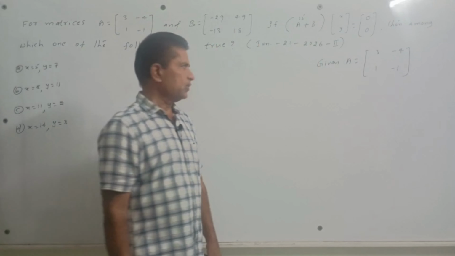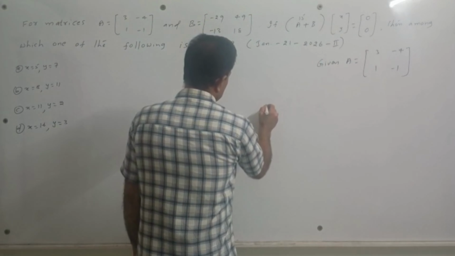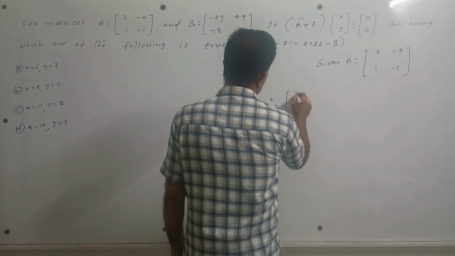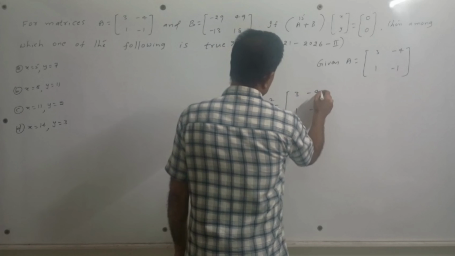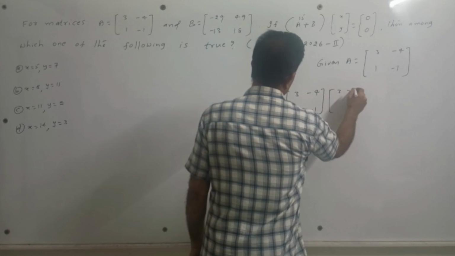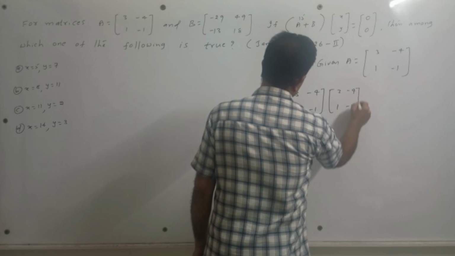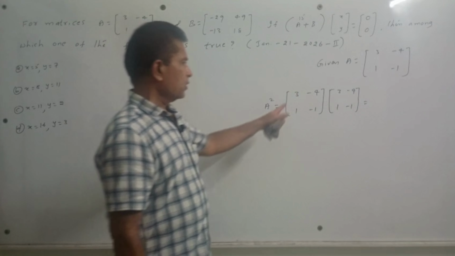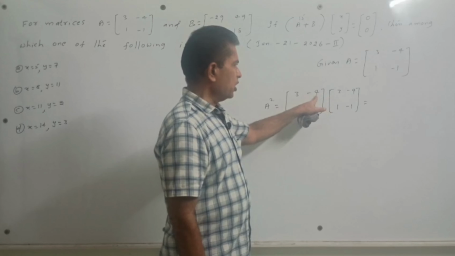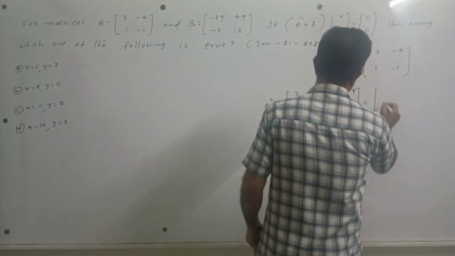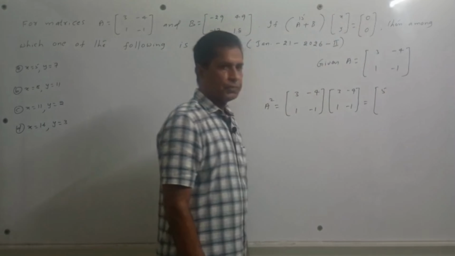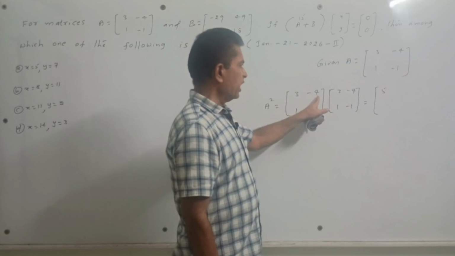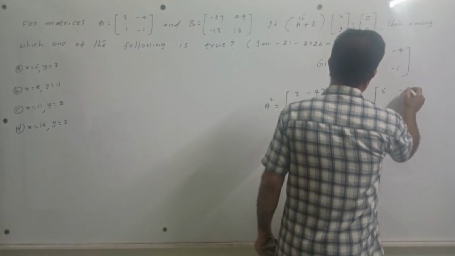Next I am calculating A square. So matrix A square is equal to A into A. So that becomes [3, -4; 1, -1] multiplied with [3, -4; 1, -1]. Just I want the product of these two matrices. See the product now. 3 into 3 becomes 9, 9 minus 4, that is 5. First element is 5. See the next element. 3 into minus 4 is minus 12, minus 12 plus 4 becomes minus 8.